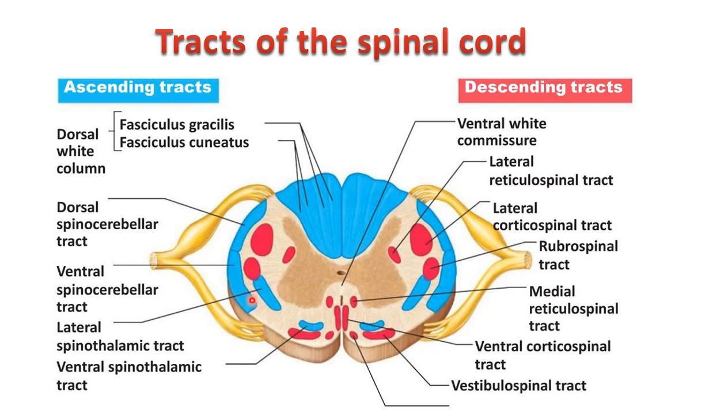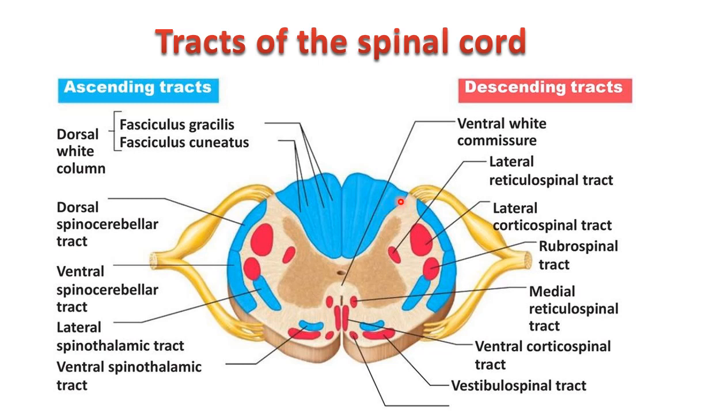Then you have the lateral spinothalamic tract. This is mainly concerned with pain and temperature sensations. It is called lateral because the pain and temperature fibers, as they enter through the dorsal root, cross to the opposite side as the lateral spinothalamic tract. You also have, in the ventral column, the anterior spinothalamic tract. The anterior spinothalamic tract is concerned with crude touch and pressure sensations. So these are the major ascending tracts.